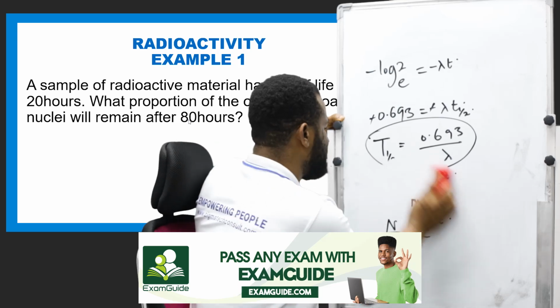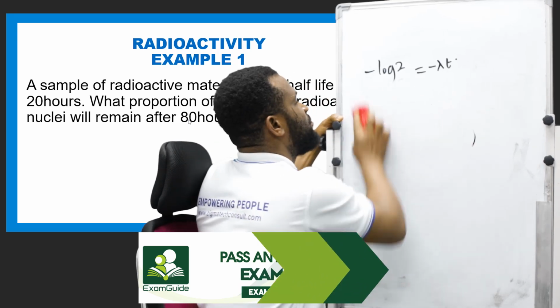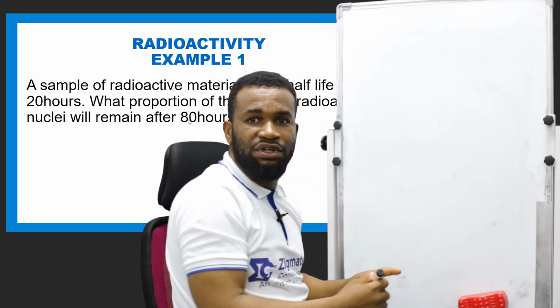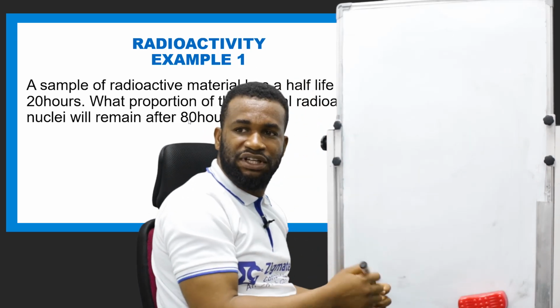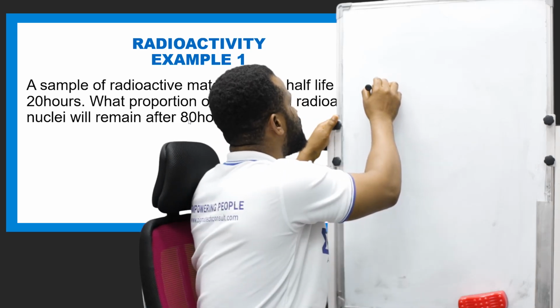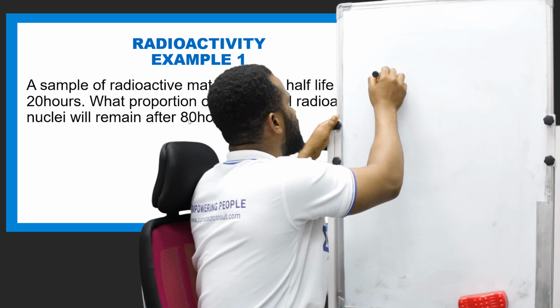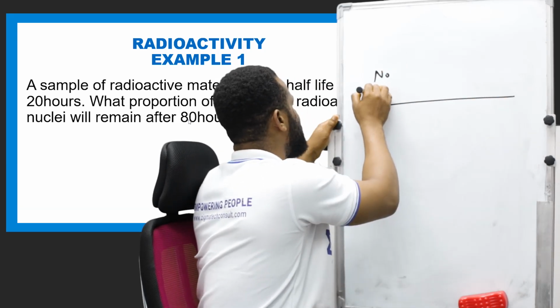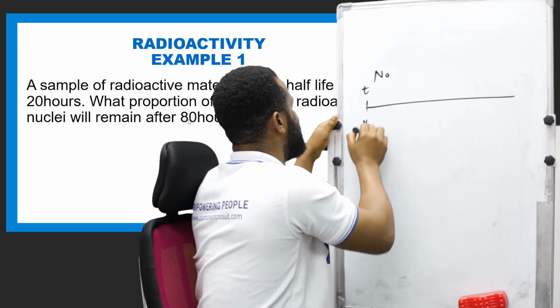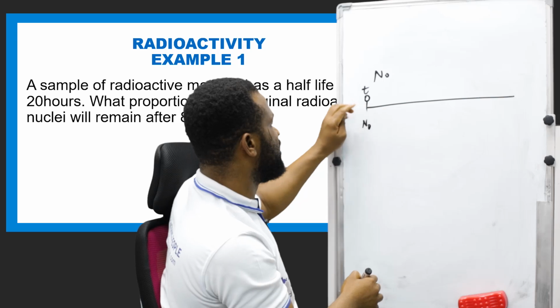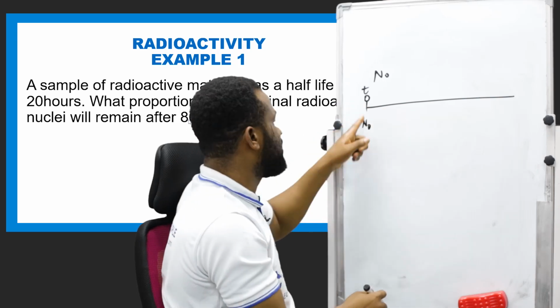But before then, let's not complicate the issue. Let's do it this way. We have that a sample of radioactive element has a half-life of 20. If I say this is N naught, I'll use this kind of line. This is for time and the quantity. At this point, time is 0. This is the beginning on a scale. As this is moving this way, this is the scale.